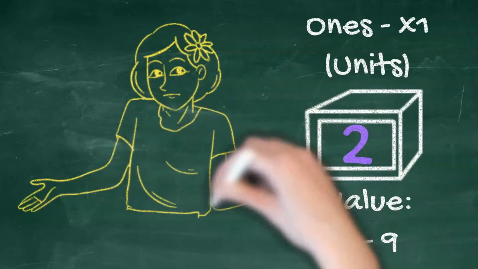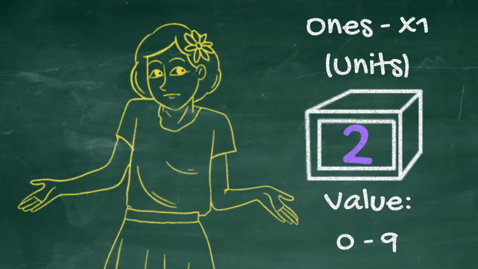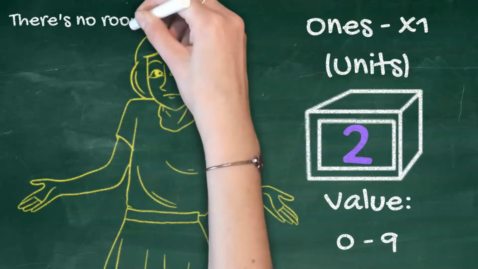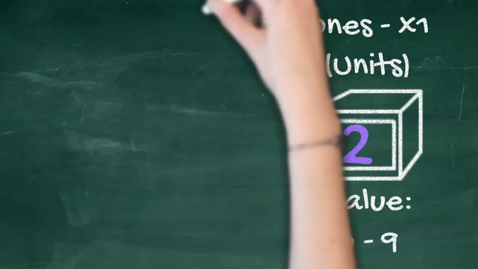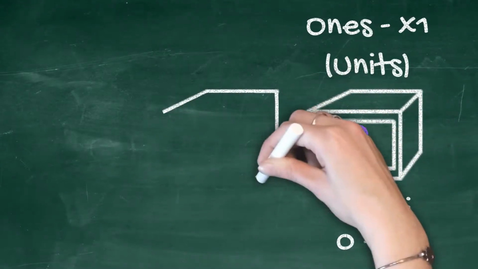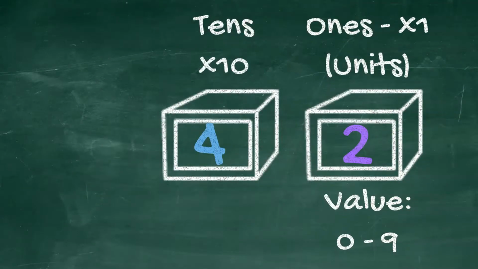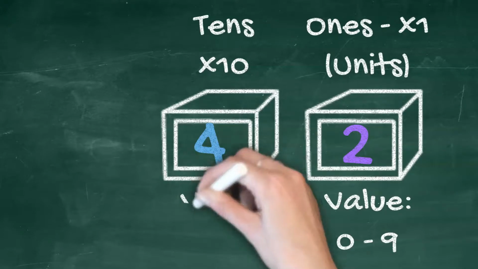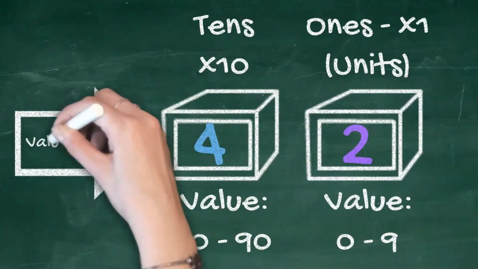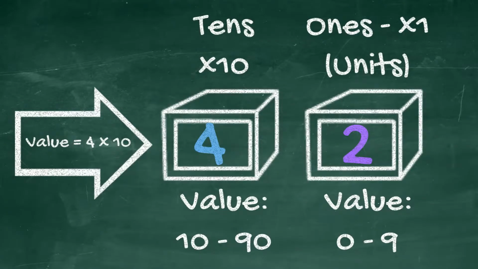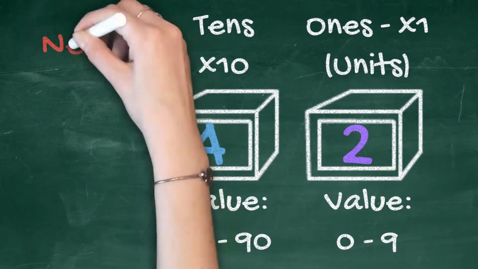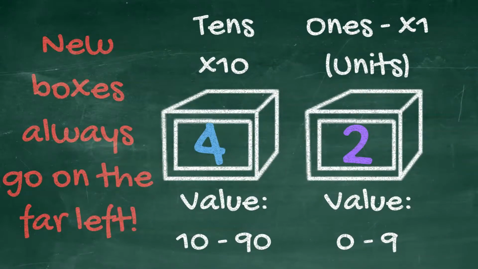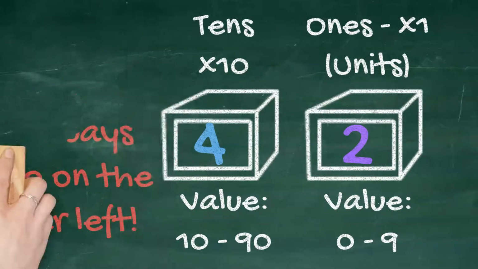But what happens when we want to count past 9? We'll have a 2-digit number, and place value says we can only have one digit per box, so we're going to need a new box. The new digit of 4 is going to go into the tens box. This box represents a value from 10 to 90. The digit inside the box will tell you how many tens to count. You'll notice that the new box is on the left. Anytime we add a new box that's not a decimal, it goes on the left. We'll talk about how decimals work in Part 2.